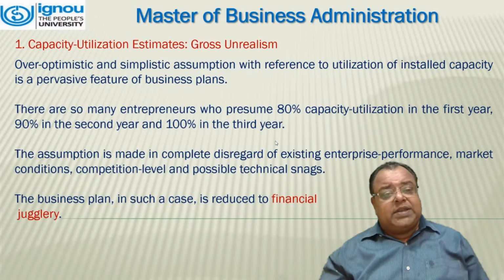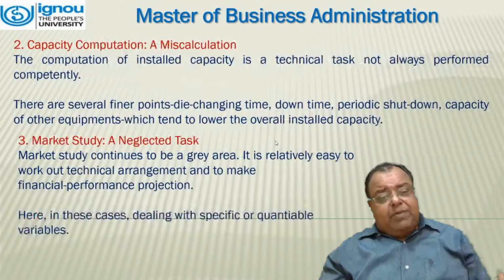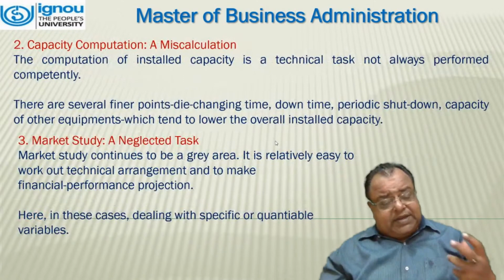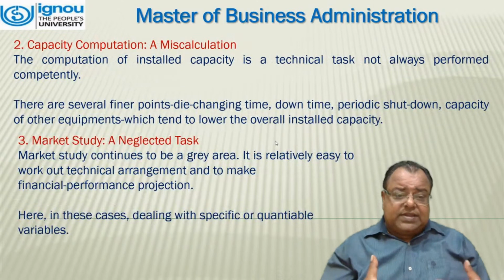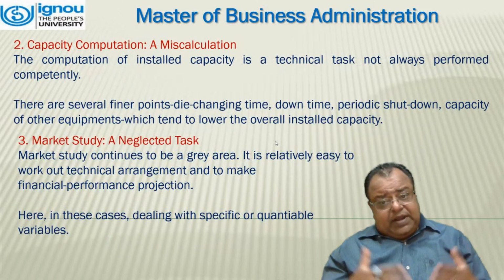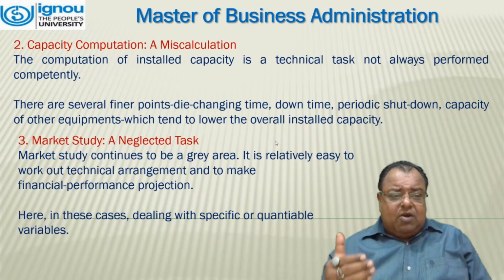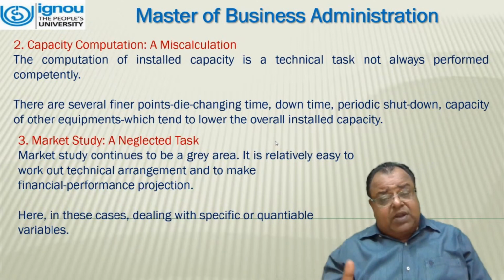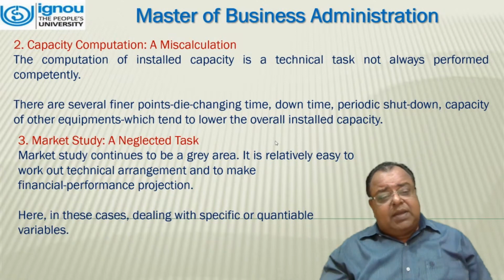Second one is capacity computation, a miscalculation. The computation of installed capacity is a technical task, not always performed competently. There are several finer points: die changing time, downtime, periodic shutdown, capacity of other equipment, which tend to lower the overall installed capacity. Third one is market study, a neglected task.